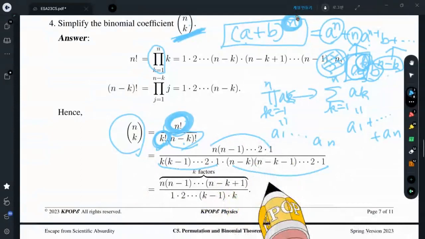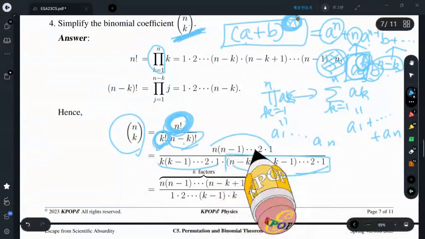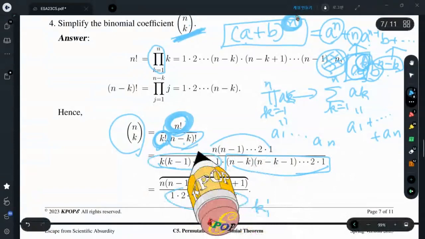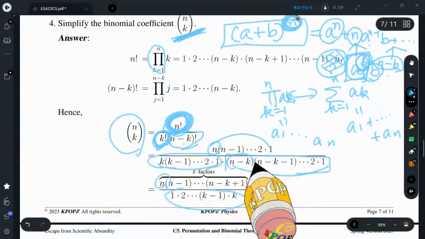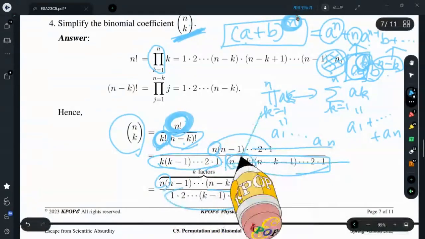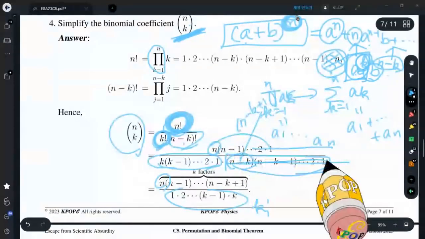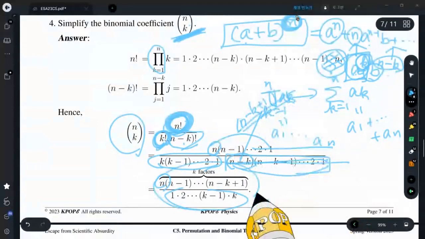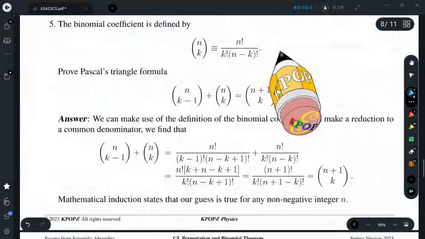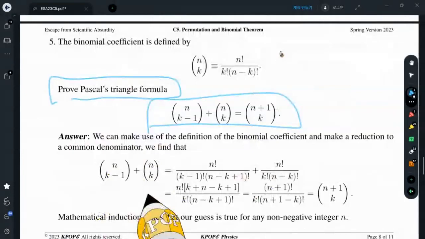And why don't we remove this from the numerator and keep this one the same, that is k factorial. It began with n, and it ends with n minus k plus 1. So after the cancellation, we are left with n minus k plus 1. This one cannot cancel this. Therefore, this is the binomial coefficient. By the way, we have a Pascal's triangle formula. I hope you can follow this calculation.